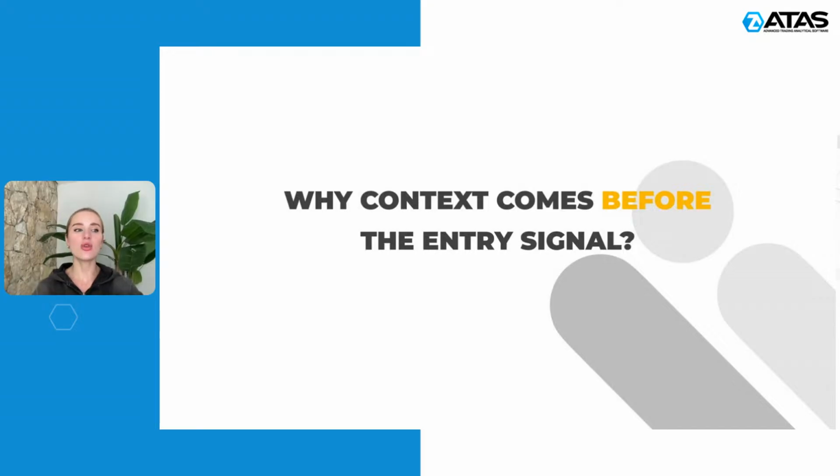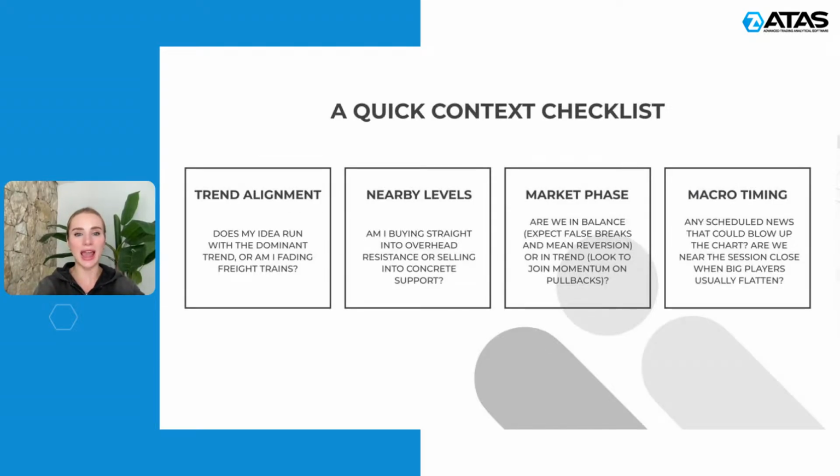Okay? So before starting the specific entry point, always go through this context checklist. Feel free to take screenshots, make notes for yourself, because this is something that I use on a daily basis, and this is something that filters out the bad ideas in the market. First of all, the trend alignment. The question is, does my idea run with the dominant trend on the higher time frames? Or am I completely fading freight trains and trying to only see the market through the microscope?